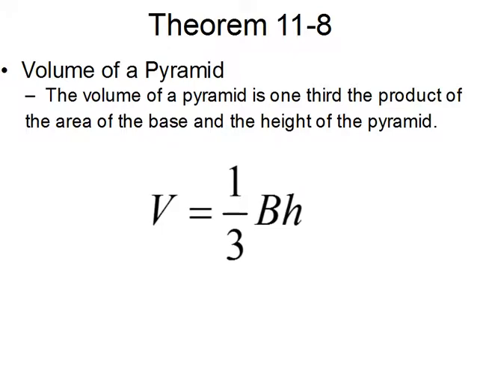Alright, volume of a pyramid is 1/3 times the area of the base, there's that capital B again, area of the base, times the height of the pyramid, not the slant height. This is the overall height of the pyramid. Okay, so you have to be real careful about this. Once again, I cannot give you a formula for every single pyramid you'd ever see, so that's why we put the capital B in here and we just morph it into whatever we need.